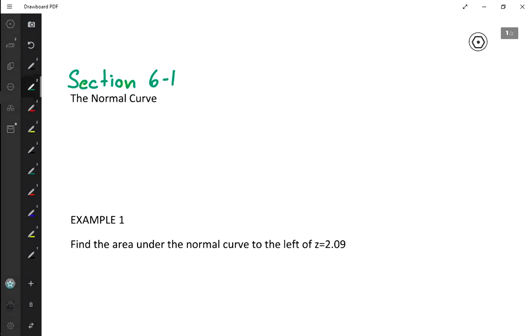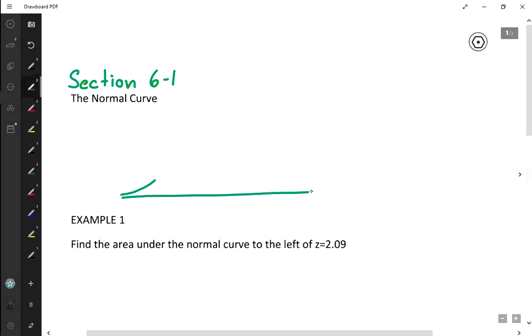The goal of Section 6-1 is to get you used to the normal curve and how it operates and its connection with the z-score that you've calculated in previous sections. So the normal curve is a normally distributed curve. What we mean by that is it's symmetric. It has a center to it, and both sides look the same.